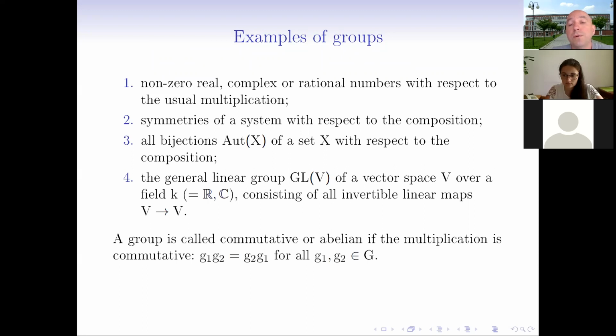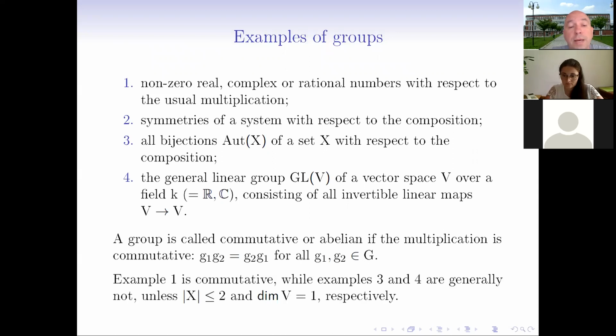A group is called commutative or abelian if the multiplication is commutative. So the product does not depend on the order of elements: G1 G2 equals G2 G1 for all G1, G2 from G. For example, example 1 is always commutative, so numbers with respect to the usual multiplication. Examples 3 and 4 are generally not commutative, but if X consists of one element or two elements, the symmetric group or automorphism group of X is still commutative. And if the dimension equals 1, then the general linear group is just given by multiplication by non-zero numbers. And this is again example 1, so it's commutative.